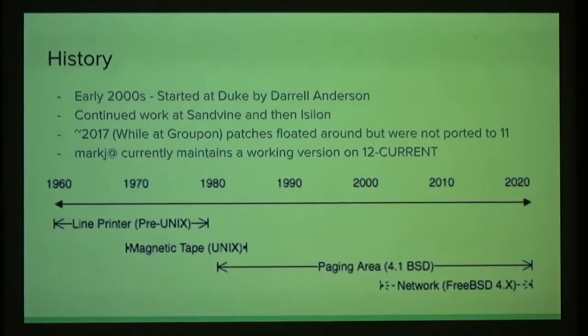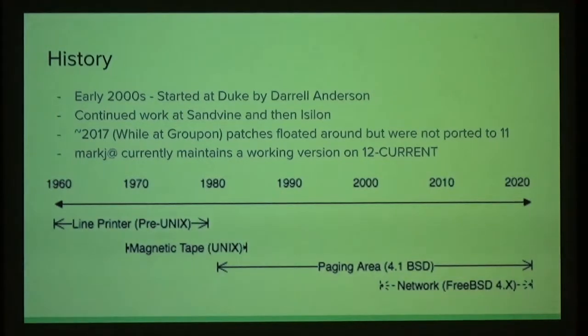In 2017, while I was at Groupon, I tried to use these patches, but it turns out they needed to be ported up to FreeBSD 11. They're very old still. I think they only worked for 9 at the time. We were running 10.1 at Groupon. But Mark Johnson, who had an updated patch set at Isilon, released a set of patches for me and whoever else was asking. And he's maintained the currently working version on GitHub.